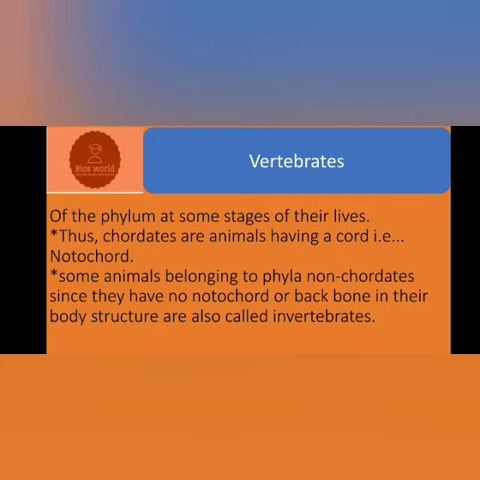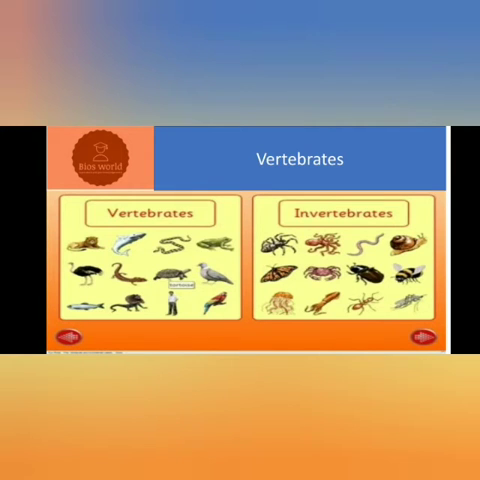Some animals belonging to phylum non-chordata do not have a notochord or backbone in their body structure. They are called invertebrates. The animals which do not consist of a notochord or vertebral column are known as invertebrates. These are vertebrates: lion, whale, snake. These all come under the category of vertebrates, but they consist of different classes.